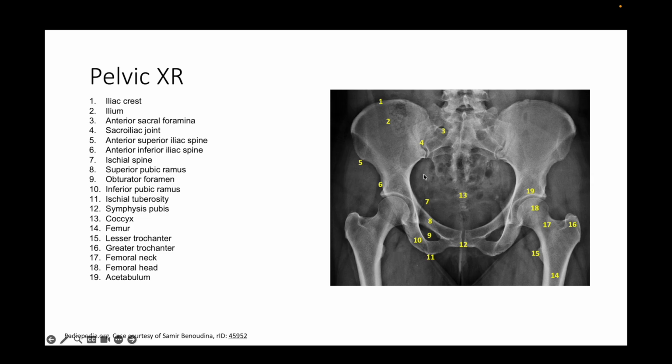7 is your iliopectineal line here. This is your ilioischial line. I'll show you another picture of it. 8 is your superior pubic ramus. 9 is your obturator foramen. 12 is your pubic symphysis. 11 is your ischial tuberosity. 10 is your inferior pubic ramus. On this side, you've got the femoral head, neck, lesser trochanter, greater trochanter, and 14 is just your femur. This is the intertrochanteric region as well.